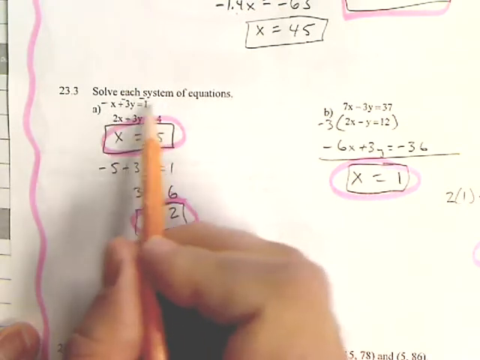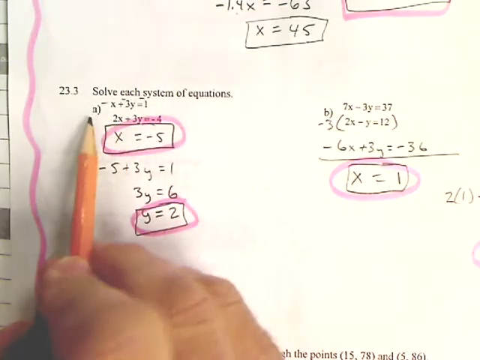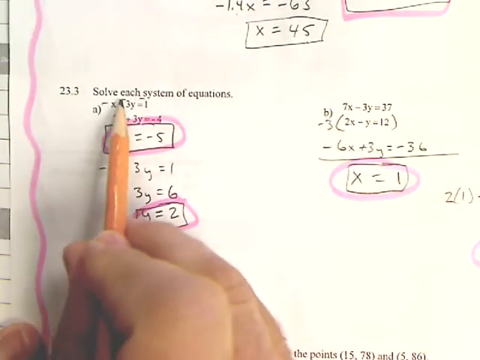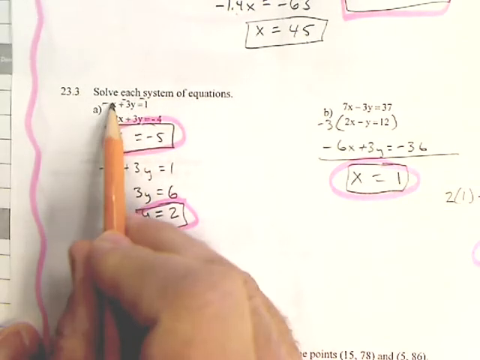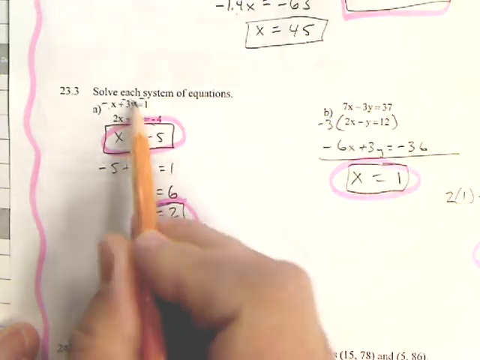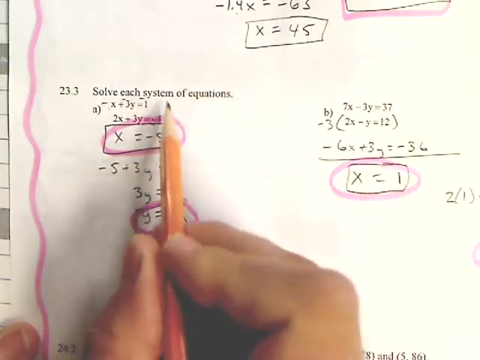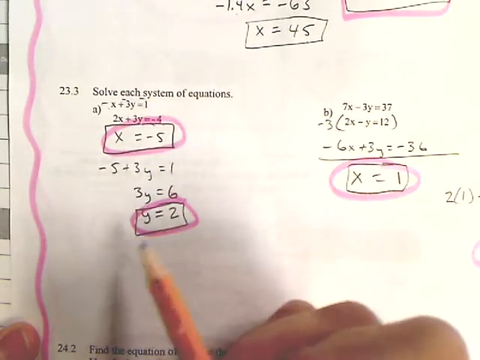These were set up pretty easy for elimination. So I multiplied by negative 1. Changes the sign of each one of those. Add those together, I get X. Add those together, there's 0. That's why I did it. Add those together, and I get my negative 5.